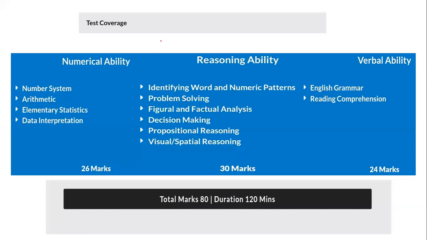There are 3 sections in the Part A paper. Part A is called cognitive skills. In Part A, there are 3 sections: numerical ability, reasoning ability, and verbal ability. In numerical ability, elementary statistics is one of the sections given, and a total of 26 questions or 26 marks are allocated for numerical ability. Last year in the October TCS NQT test, they gave 4 to 5 questions in elementary statistics. So elementary statistics plays a very vital role.